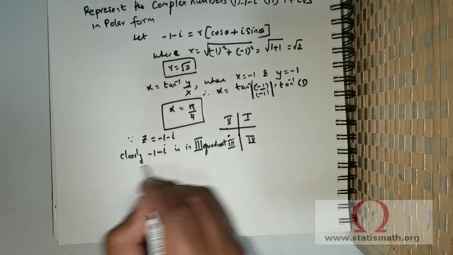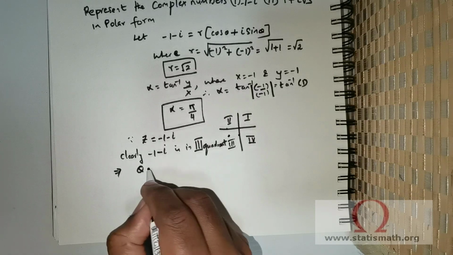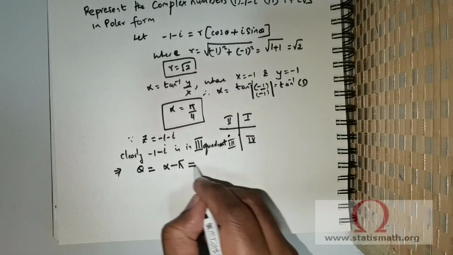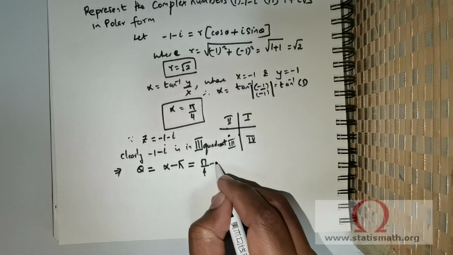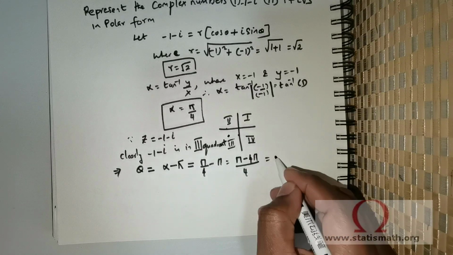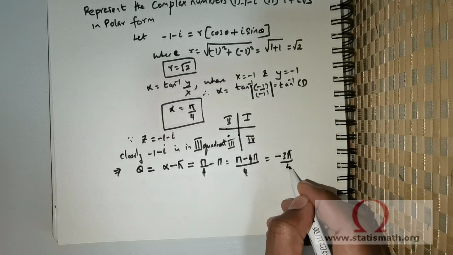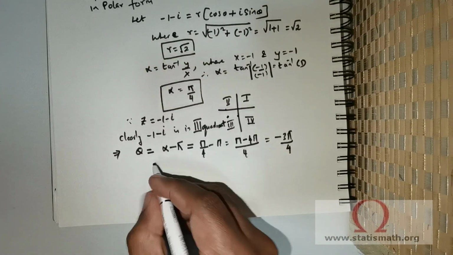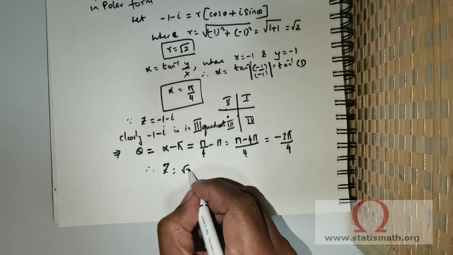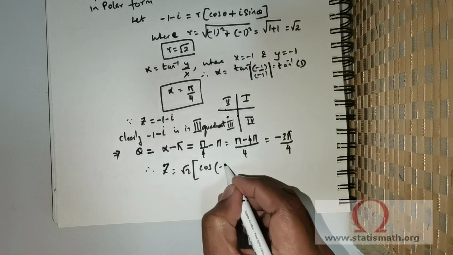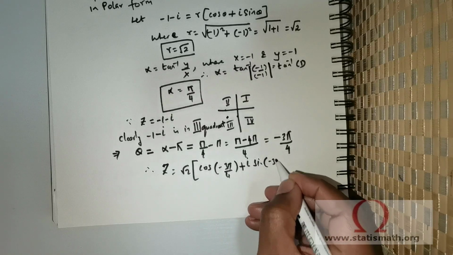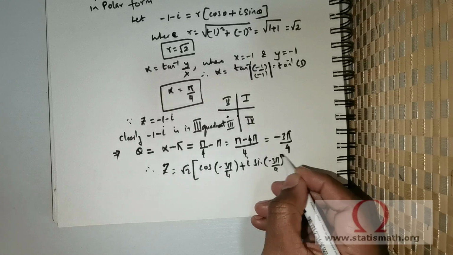Okay, so this means my theta is going to be equal to alpha minus pi, where alpha is pi over 4, so pi over 4 minus pi. This is going to give me (pi minus 4 pi) divided by 4, which is negative 3 pi divided by 4. So this is what I've got. So therefore the required complex number is root of 2 times (cos of negative 3 pi divided by 4 plus i times sine of negative 3 pi divided by 4). This is what I've got.